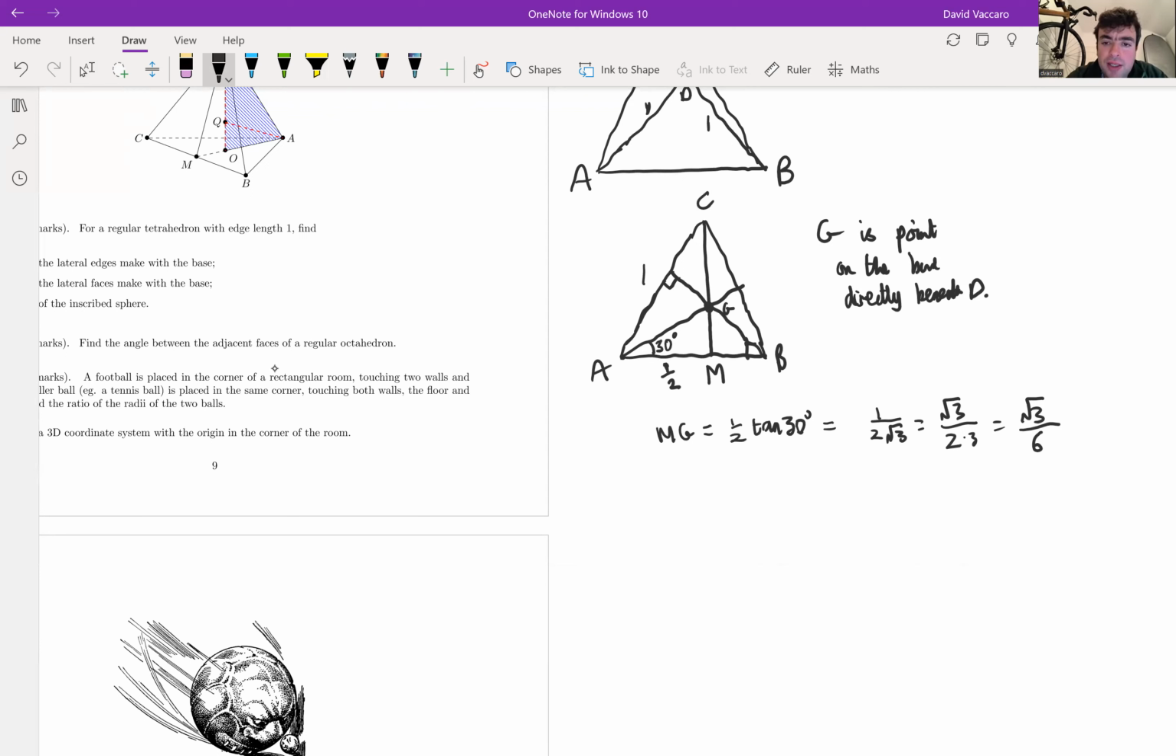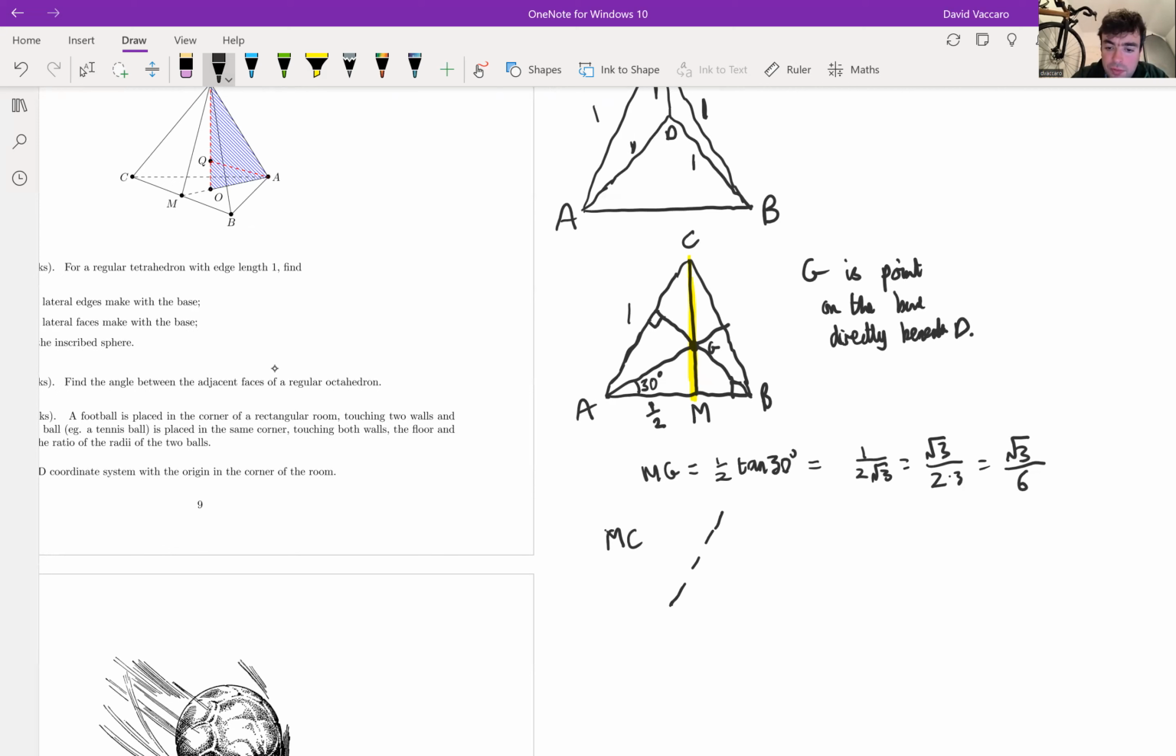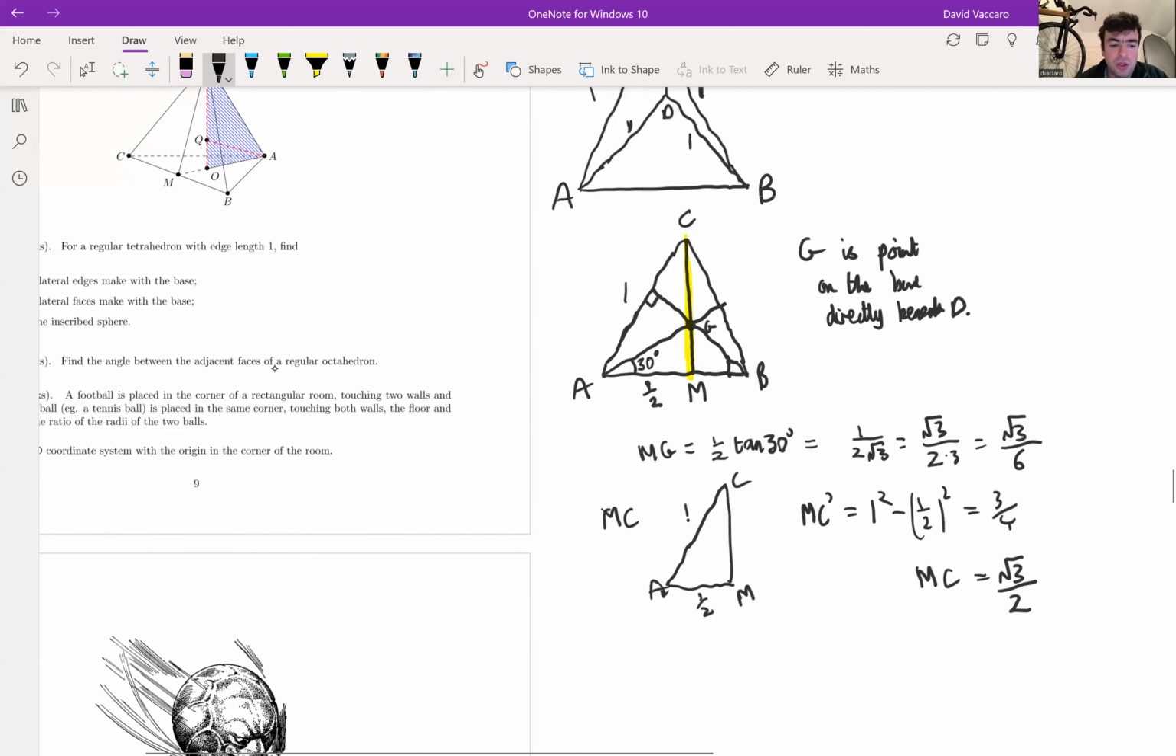I'm just going to find the length MC. This length MC I could get from Pythagoras, because I've just got a right angle triangle with length 1 and length 1/2. So MC squared is 1 squared minus 1/2 all squared, which is 3/4. So MC is √3 over 2.